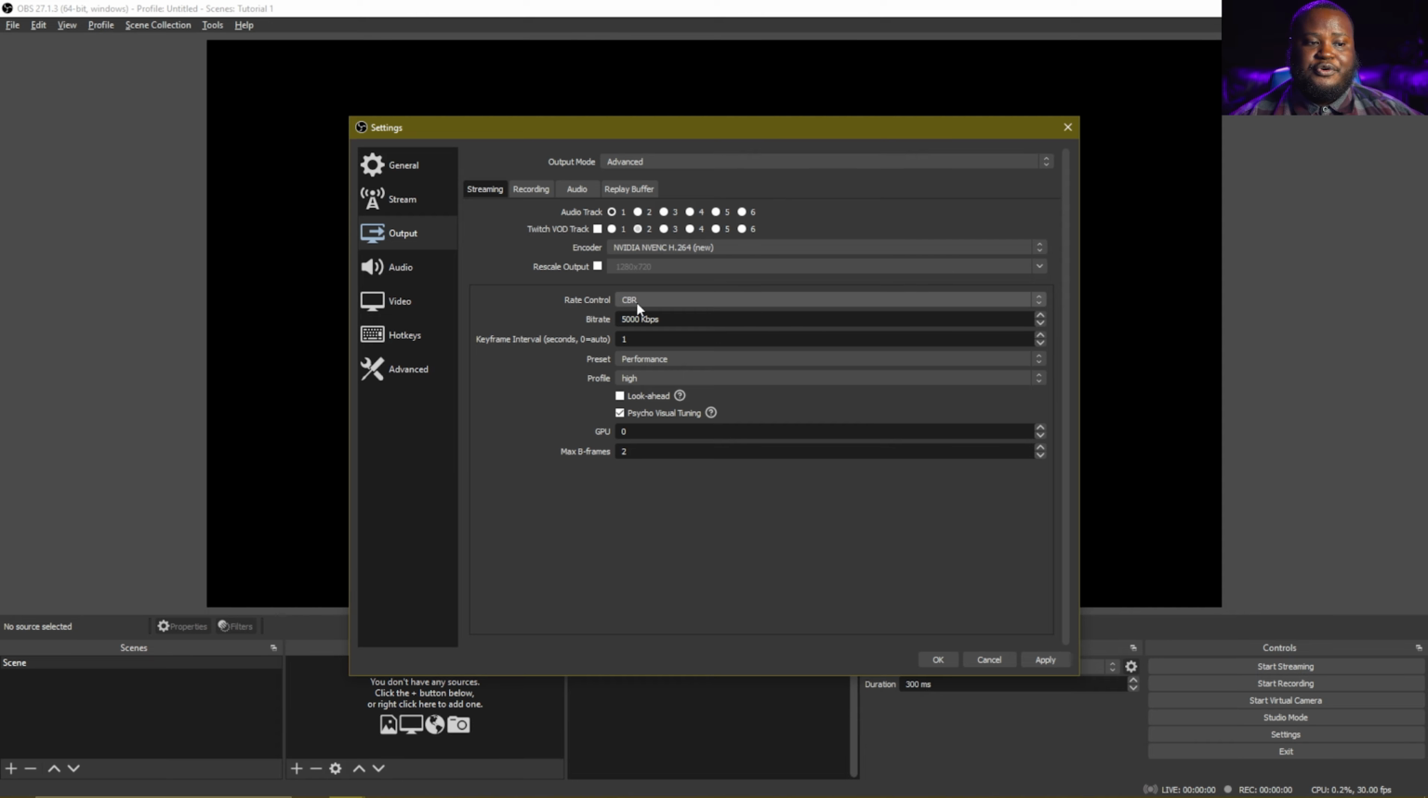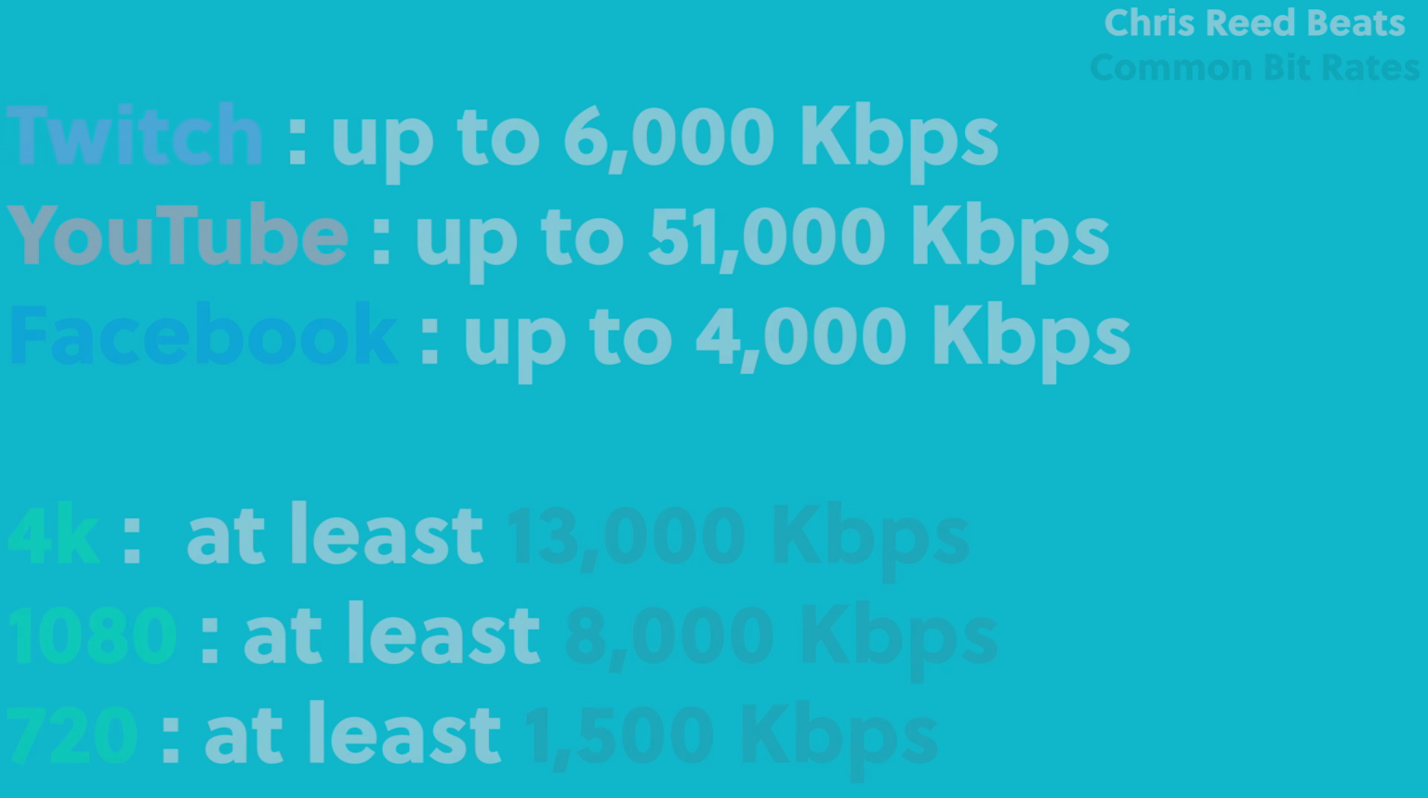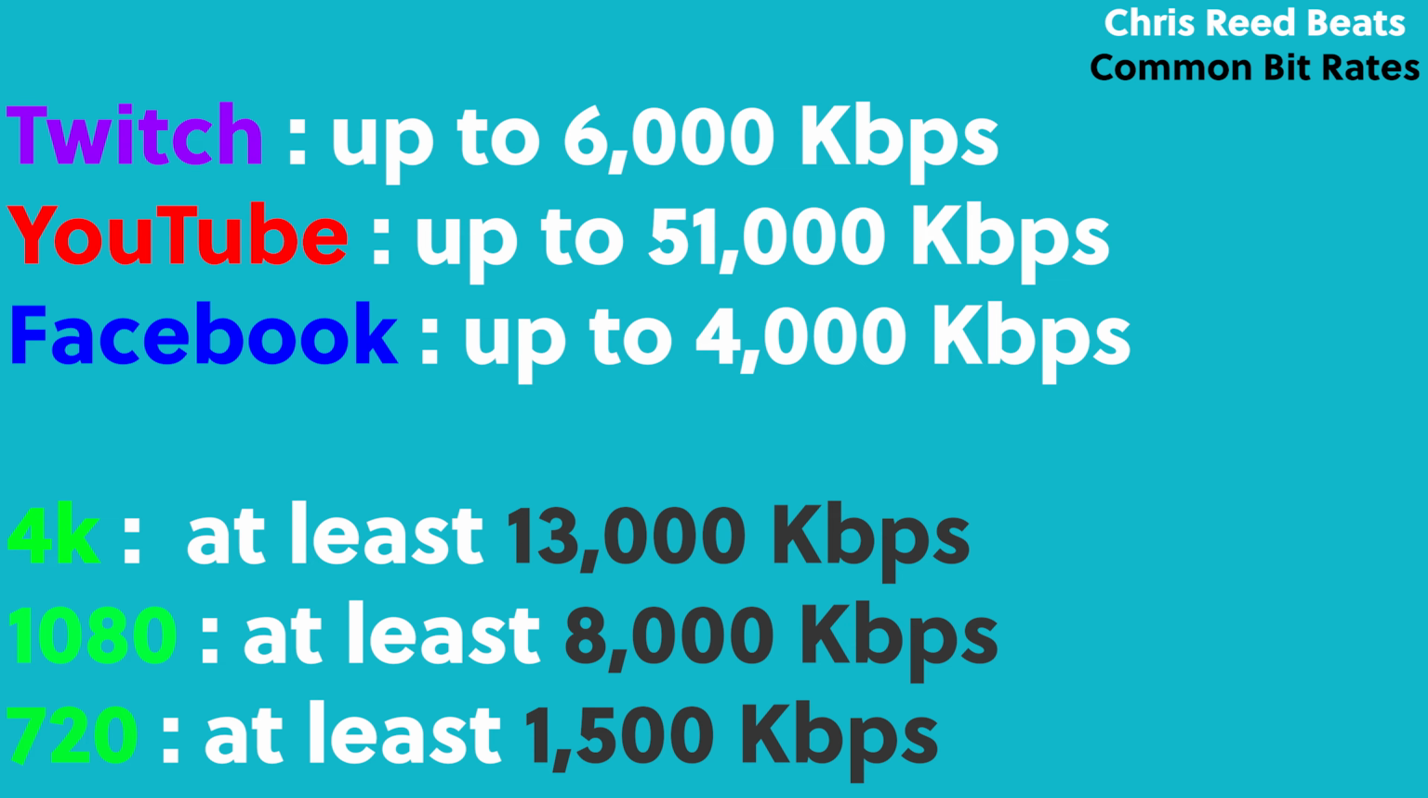Under rate control, CBR stands for constant bitrate. VBR stands for variable bitrate. For our settings, we want to use constant bitrate. And we're going to set our bitrate depending upon what our streaming service has suggested. Here are some common values for bitrates for different streaming services.